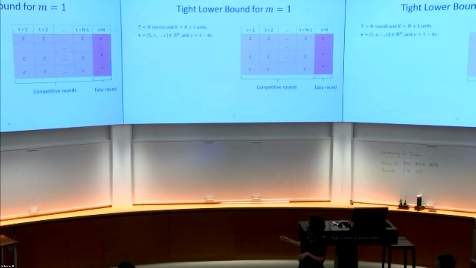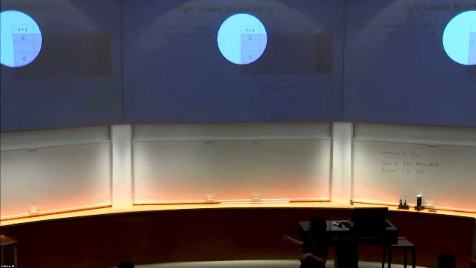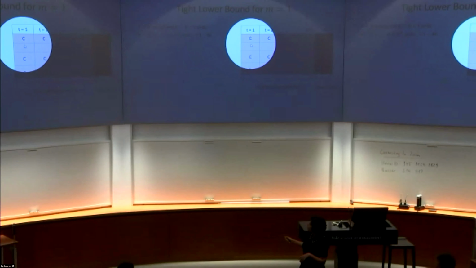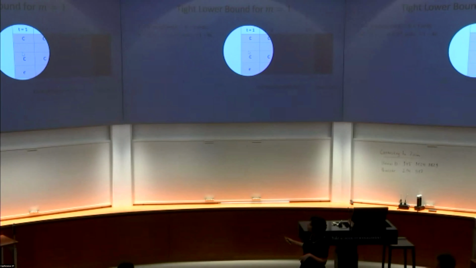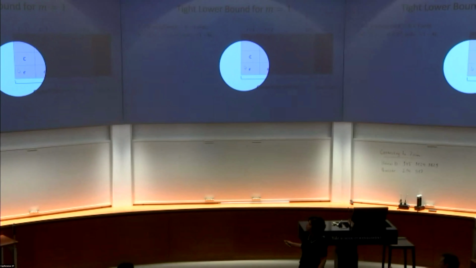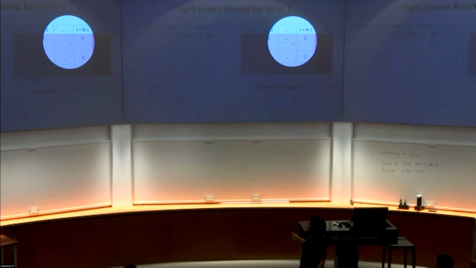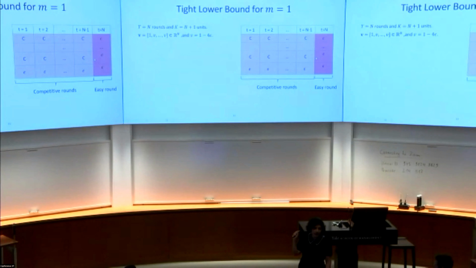So these are the competing bids that, for example, Bob submitted. In round 1, you will see that Bob submitted very large bids, where C is a number much greater than 1, and only his last bid is the smallest epsilon. Rounds t equal to 2, up to t equal to n minus 1, are like that. The last round, I would call an easy round.